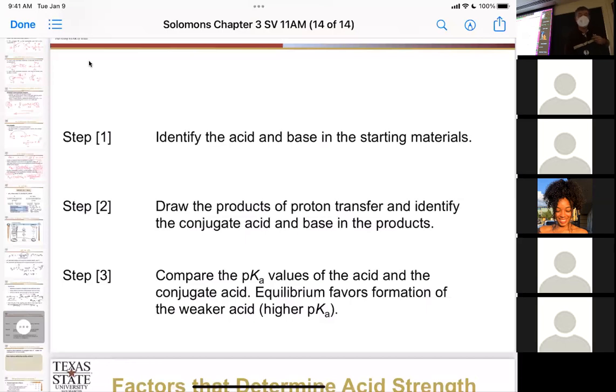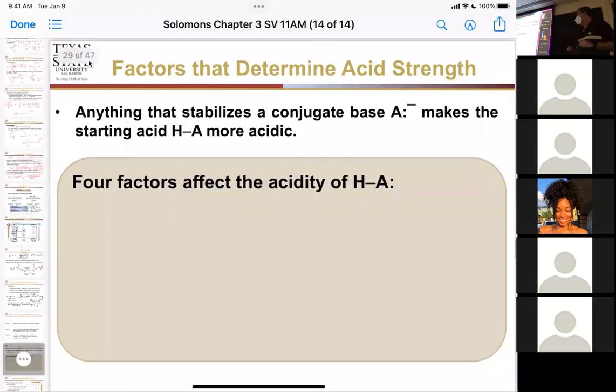Okay. I'm going to save this next one for Wednesday. Wait, it is Monday. So we're going to talk about the 4 factors that affect acidity in organic compounds, the 4 things that'll change the pKa. You can read ahead if you want.